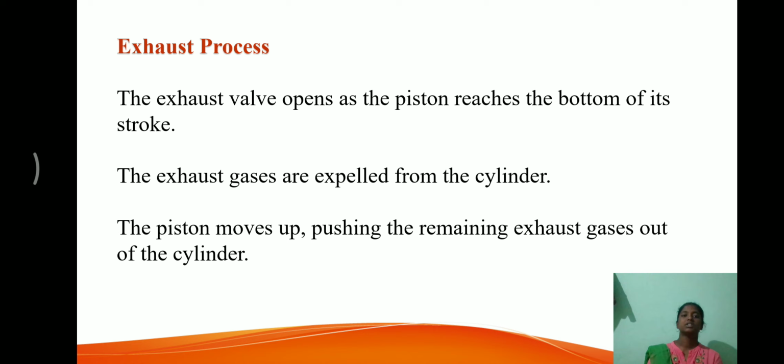Exhaust process. The exhaust valve opens as the piston reaches the bottom of its stroke. The exhaust gases are expelled from the cylinder. The piston moves up, pushing the remaining exhaust gases out of the cylinder.